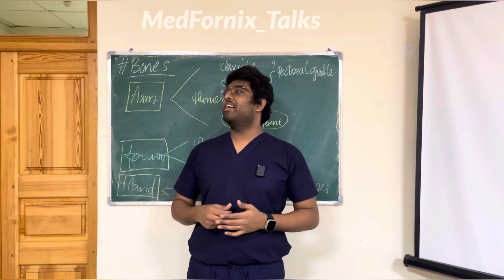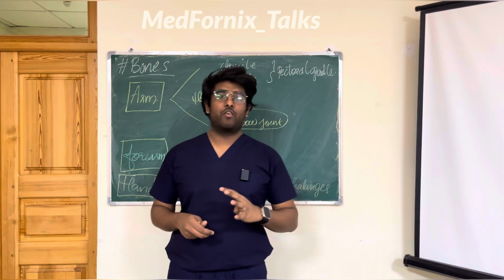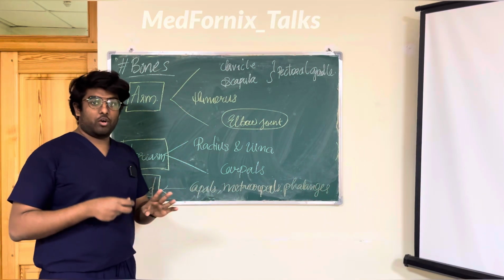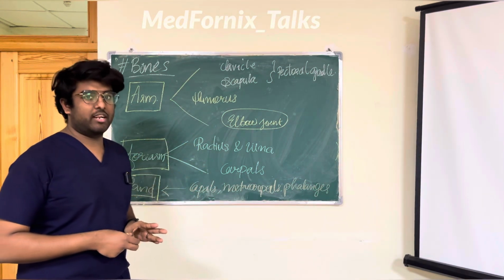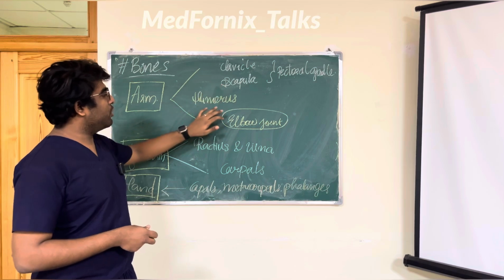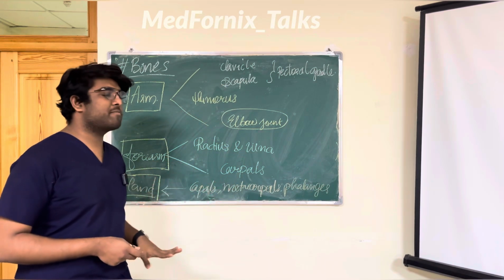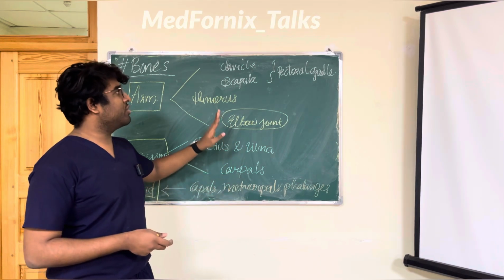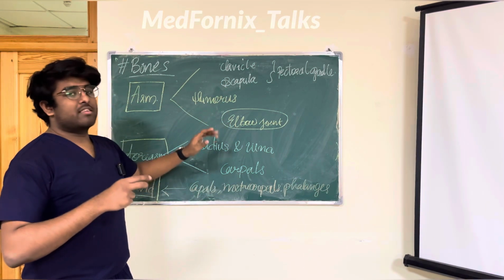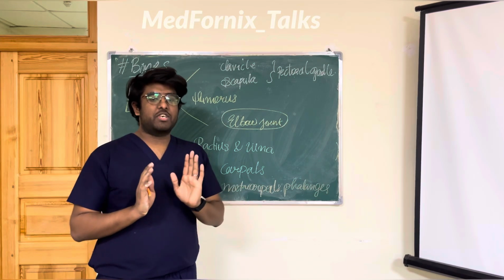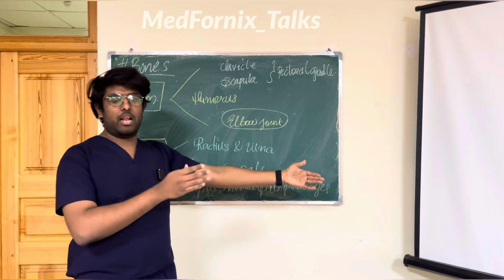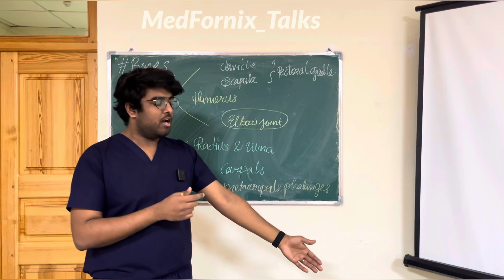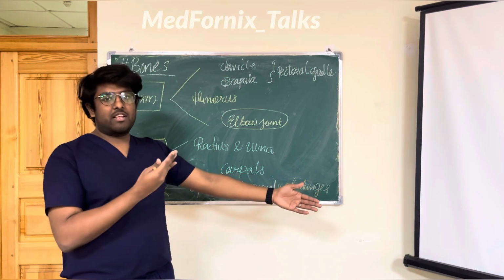So now we are going to discuss the bones of the upper limb. We already talked about upper limb bones in general anatomy: clavicle, scapula, humerus, then radius, ulna, carpals, metacarpals and phalanges. Now there are some subdivisions in our arm. Till now we have said this whole structure is the hand, but now we are going to divide it into three subparts.